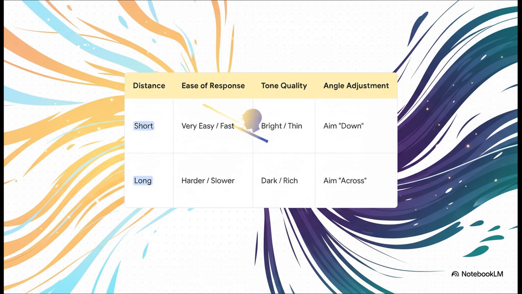So if you get right up close to the edge, the note speaks really easily and you get a bright, kind of thin sound. But if you pull back just a tiny bit, the tone gets darker and much richer. The catch? It's a lot harder to control. It takes way more support from the player.